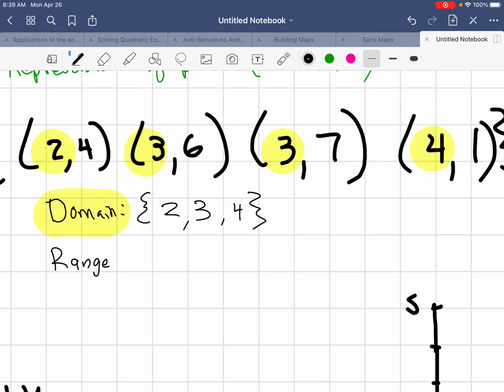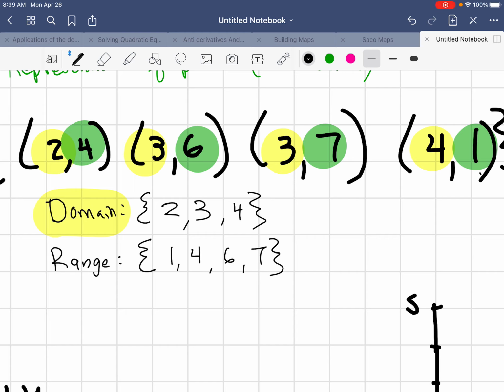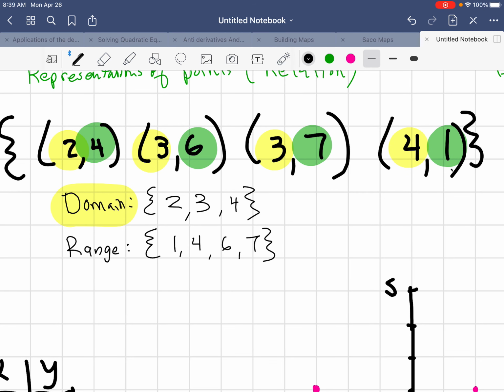Looking at finding the range. Looking at the y values here, or the outputs. The lowest number is 1. And then we have a 4, 6, and a 7. And that is my range.